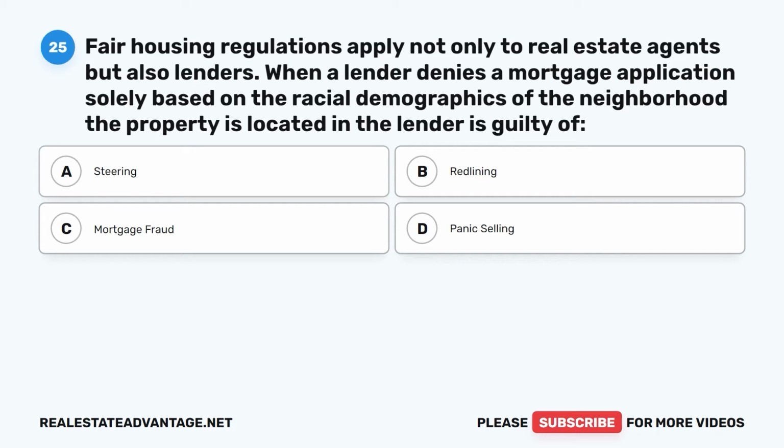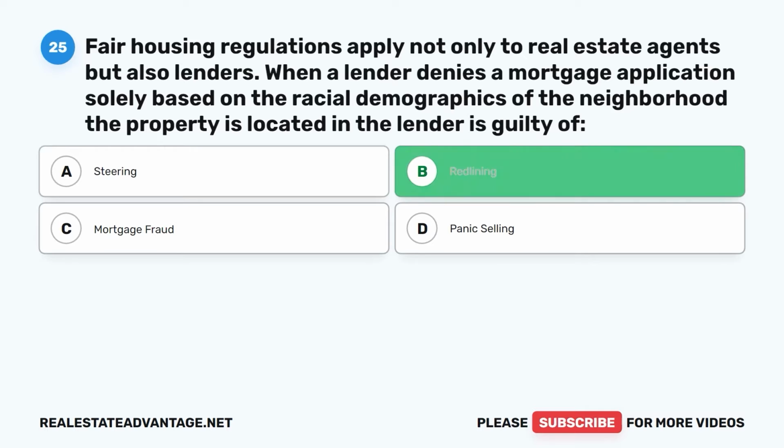Question 25. Fair housing regulations apply not only to real estate agents, but also lenders. When a lender denies a mortgage application solely based on the racial demographics of the neighborhood the property is located in, the lender is guilty of A. Steering, B. Redlining, C. Mortgage fraud, D. Panic selling. The correct answer is B.